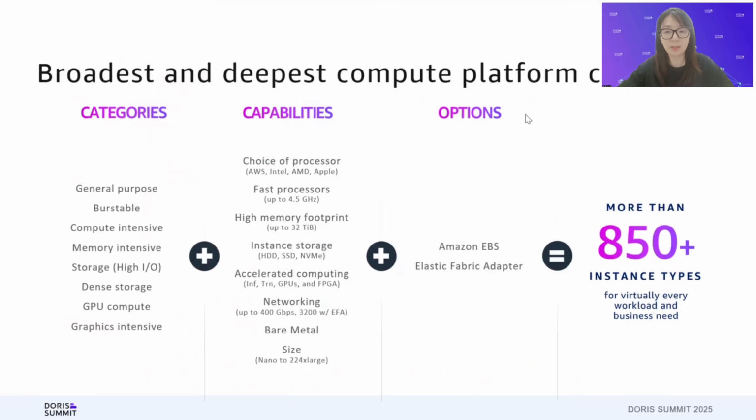Amazon provides a broad and deep compute platform choice. We have over 850 instance types across different families, from general purpose to specialized workloads. We have multiple processor architectures, diverse instance families, and global availability. We also provide granular sizing options from nano to bare metal servers so that we can match your requirements and you can choose the best hardware for your specific use case.